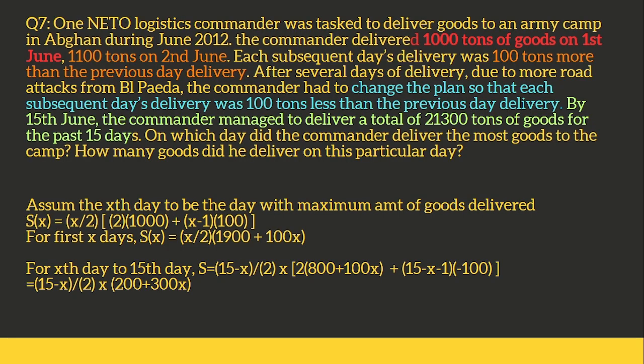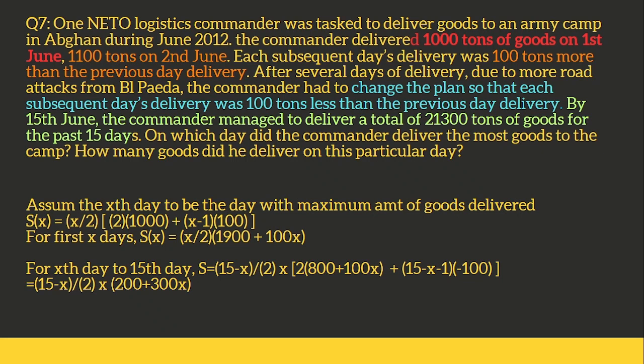So there's a lot of information. I try to type it out and highlight different parts to make it look clearer. So the first day, 1,000 goods. Second day, 1,100. Then increase 100 each day. Then after a certain point, it started decreasing by 100, and the total is 21,300.